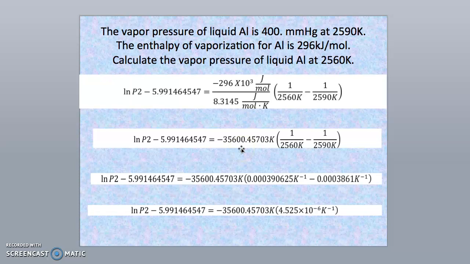All right, next step for me, I'm going to go 1 divided by 2560, and that's this number here. And then the minus is just this minus. And then I'm going to go 1 divided by 2590. Again, really, really important that you do not round here. You can see how it'd be really easy to round this to 3.9, and this one's 3.9, and that would be bad. That wouldn't change anything.